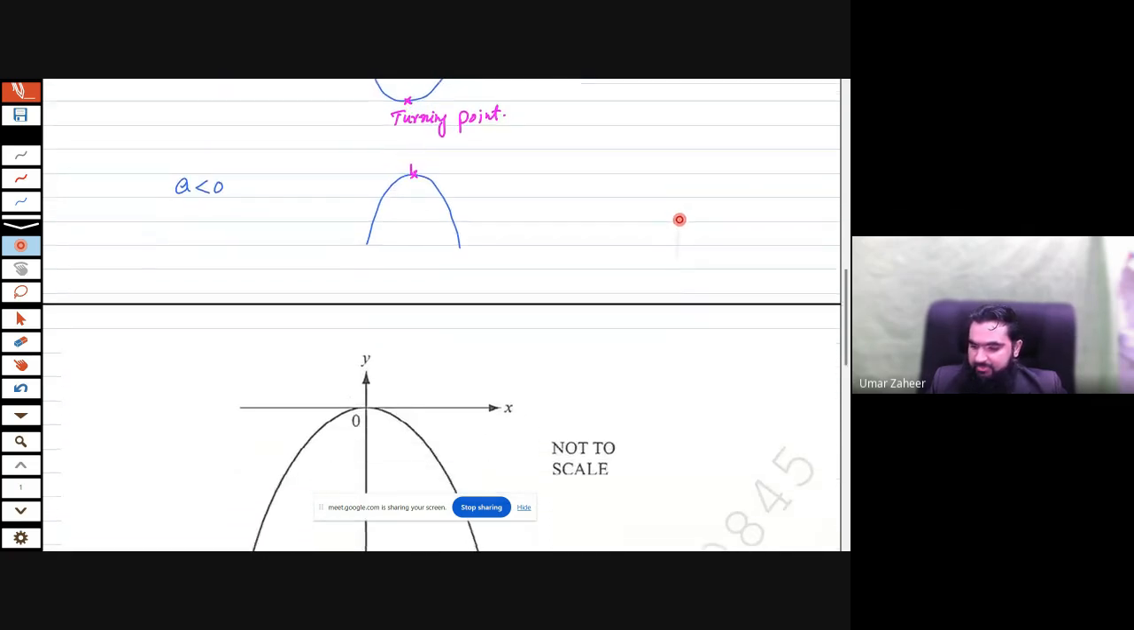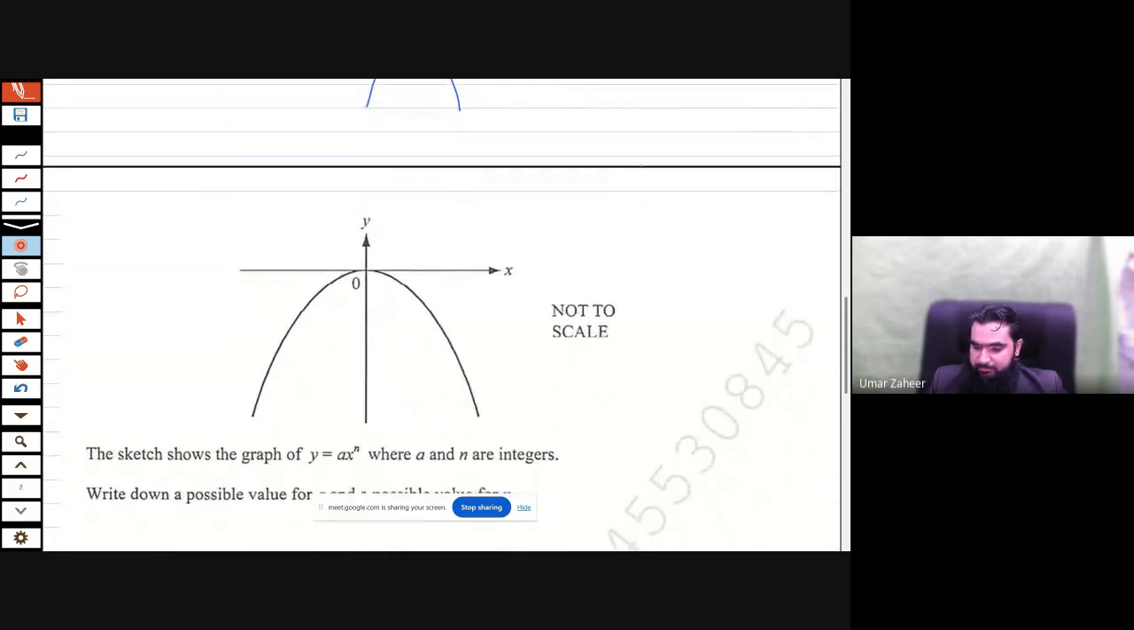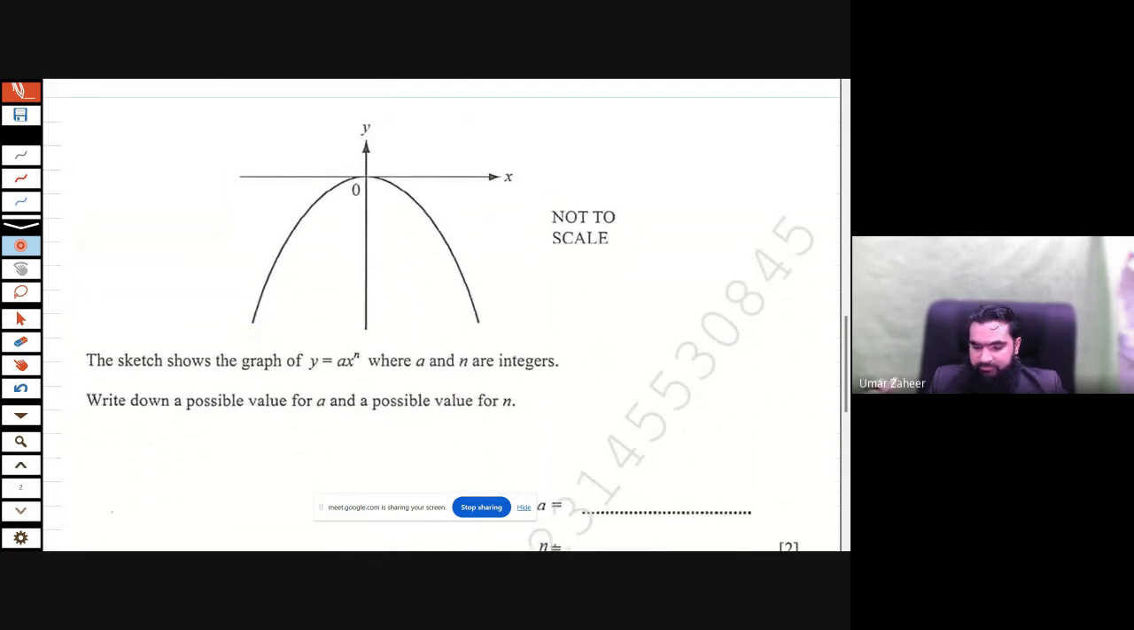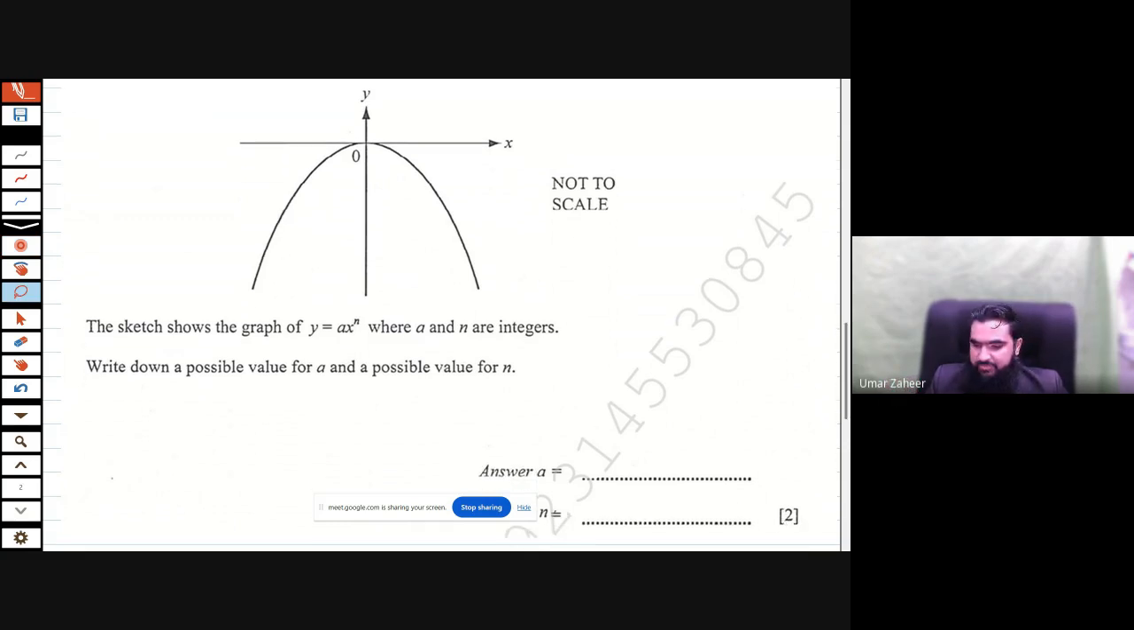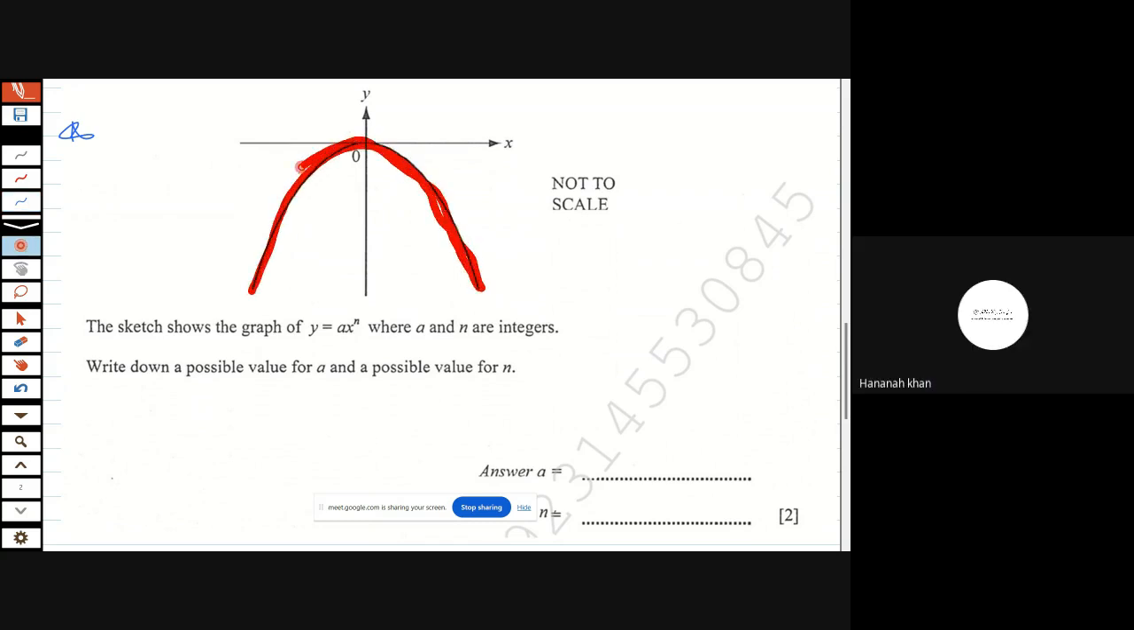Now, look at here. Here we have the question. This shape is upside down, right? Yes, sir.